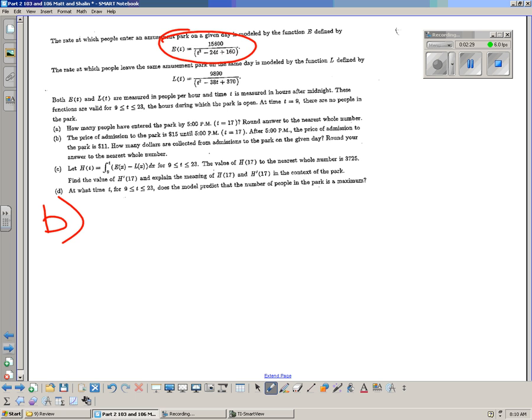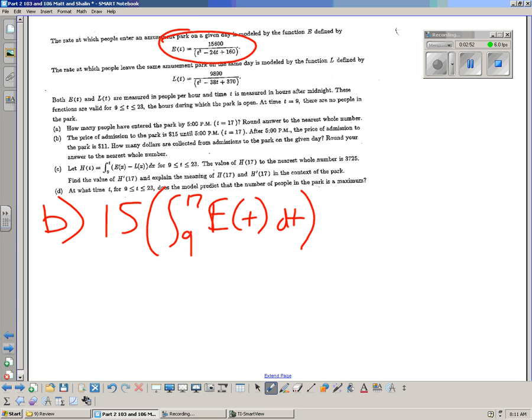So you see that it is $15 from the time 9 to 17. So you do 15, because that's the dollar amount, times the definite integral from 9 to 17 of E of t, because again, that's the formula we're using for people entering, and then dt, of course. And then you're adding that because it says after 5 p.m., which is after t equals 17, the price of admission is $11. So you do 11, because that's a dollar amount, times the integral from 17 to 23 of E of t again, dt.